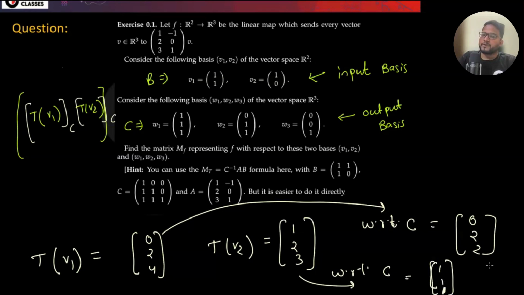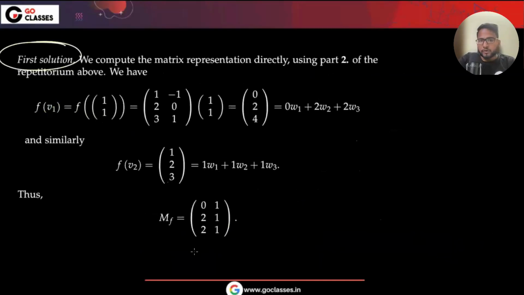Or maybe you can multiply by the inverse of the basis matrices to change the coordinates, but that's fine. So 0, 2, 2 and 1, 1, 1 is the answer. See, they've also done the same thing. They have converted 0, 2, 2, and similarly they have done the other one.